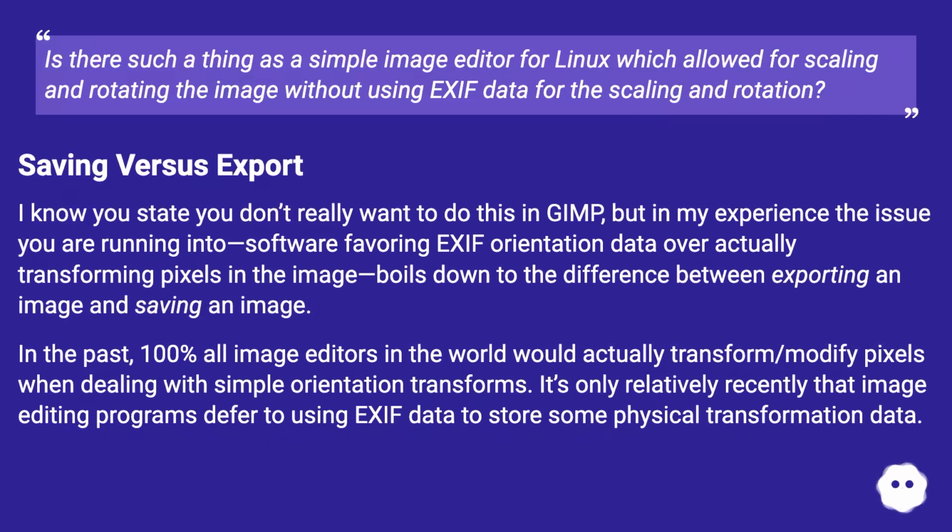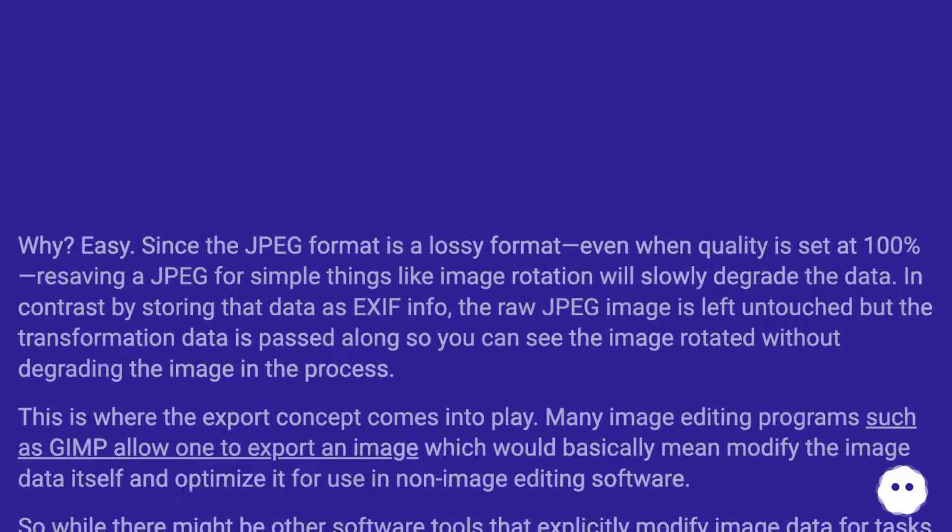Saving versus export. I know you state you don't really want to do this in GIMP, but in my experience the issue you are running into, software favoring Exif orientation data over actually transforming pixels in the image, boils down to the difference between exporting an image and saving an image. In the past, 100% of image editors in the world would actually transform/modify pixels when dealing with simple orientation transforms. It's only relatively recently that image editing programs defer to using Exif data to store some physical transformation data.